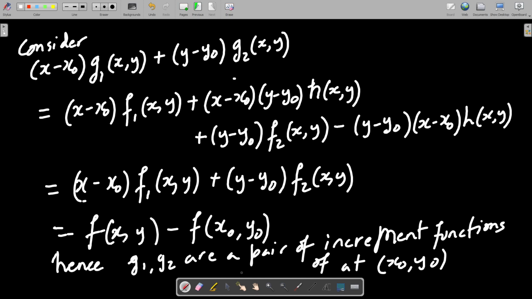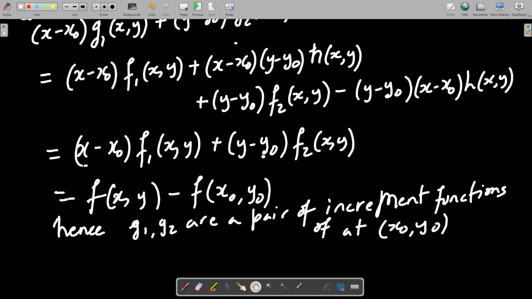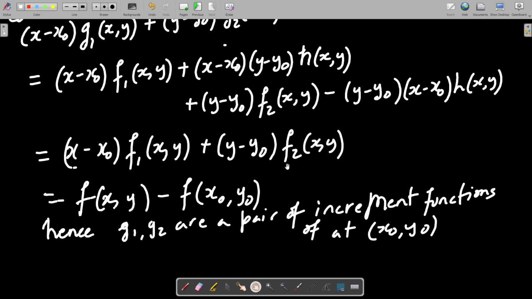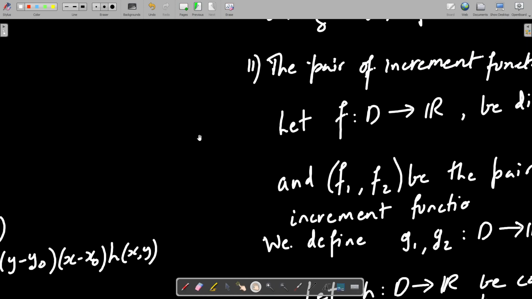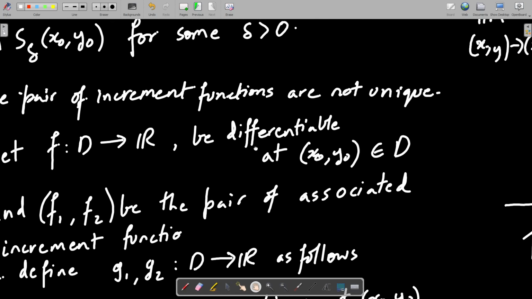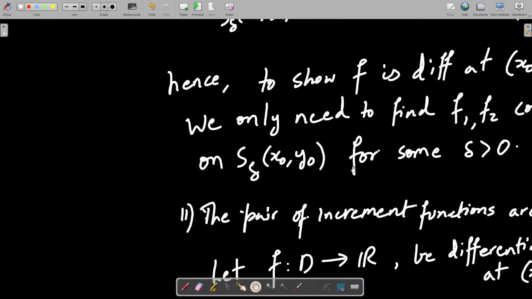So at a given point, how many such functions can you find? Infinitely many, because h can be any continuous function, right? So how many continuous functions are there at one point? Infinitely many. So you'll find infinitely many continuous functions also at that point. So the pair of increment functions is not unique. You can find infinitely many of them.